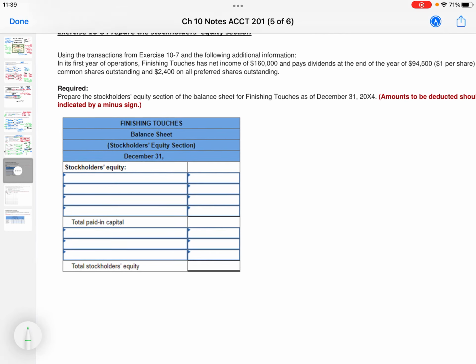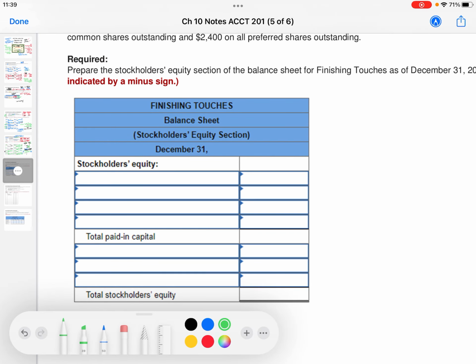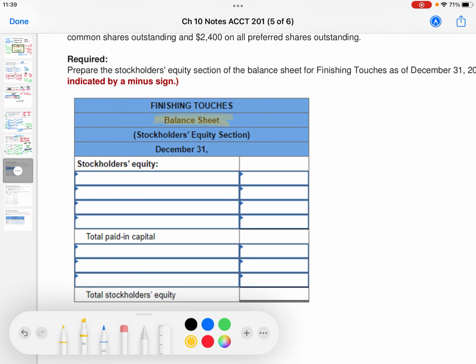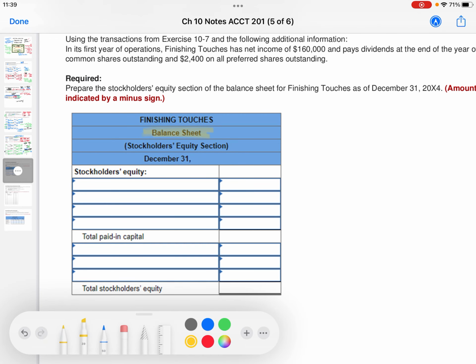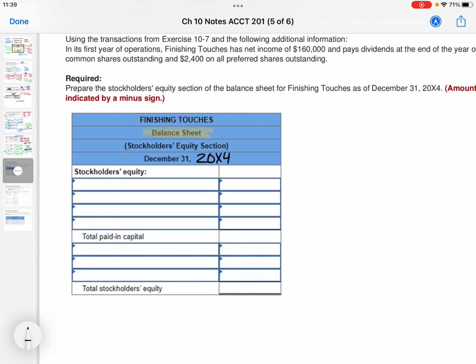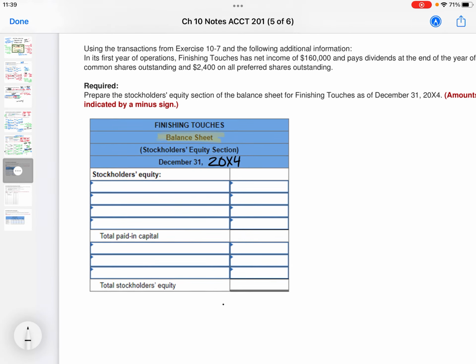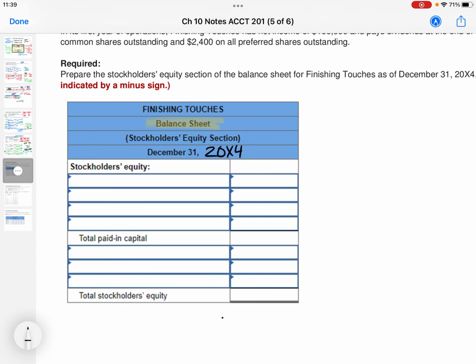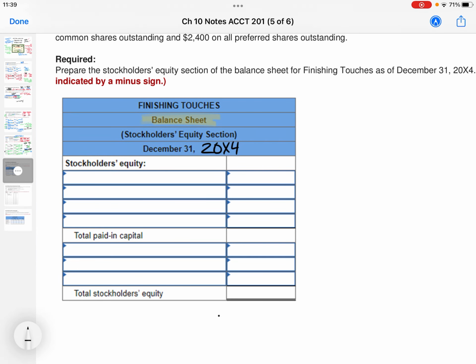Okay, so in the equity section of the balance sheet, so this is the balance sheet, right? And this is as of year 4, we call it, right? We would include here in the stockholders' equity section our stock. Now we have common and preferred. So what order do you think they should be listed? Preferred should be first. So we're going to list preferred stock first.